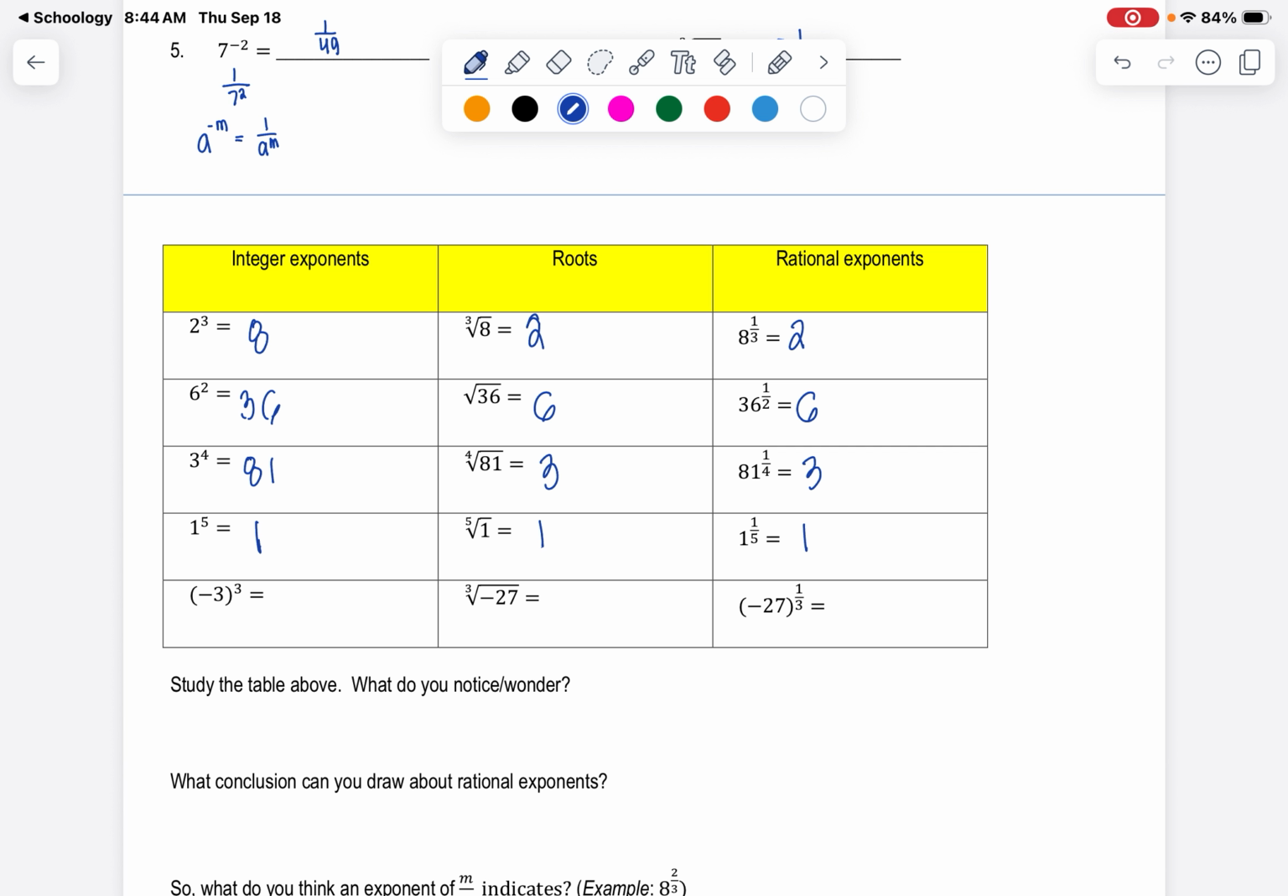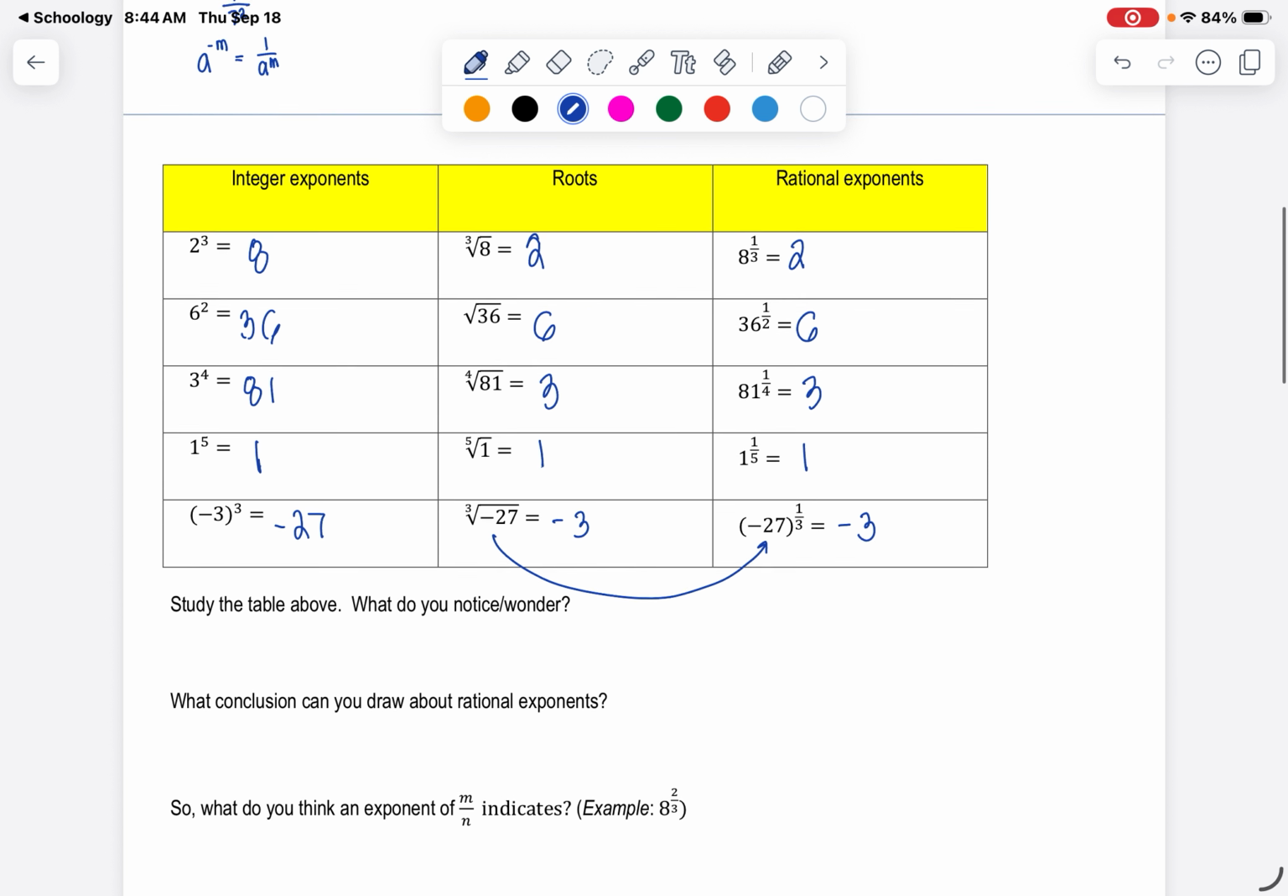Negative 3 cubed, once again, that's negative 3 cubed. Negative 3 times negative 3 times negative 3 is negative 27. The cube root of negative 27, what do you multiply by itself 3 times to get negative 27? Negative 3. And the same question for the last one. Notice how I phrase it, the same question. These are the same thing, and so are the entries in each of those columns, okay?